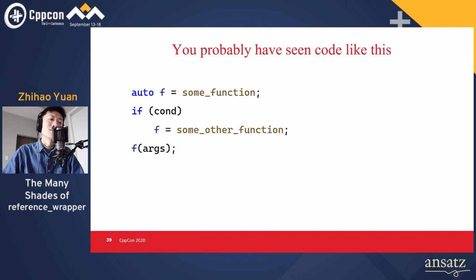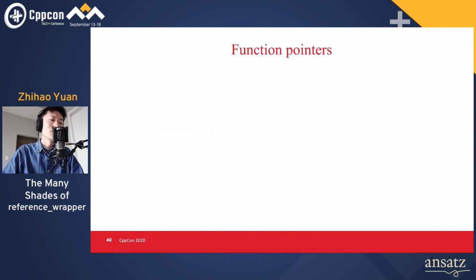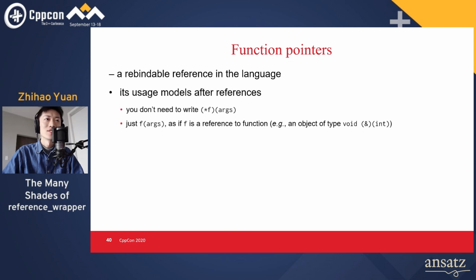So if you think about this example, function pointers are essentially a rebindable reference in the language, because first, its usage models after references. You don't need to dereference a function pointer in order to call it. You can just call it using the ordinary function call syntax. And this syntax is shared by reference to function. Not only that, it is rebindable using a simple assignment. So we have a rebindable reference in the language already.